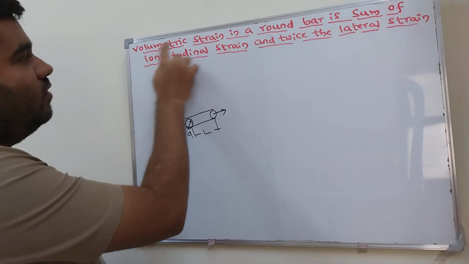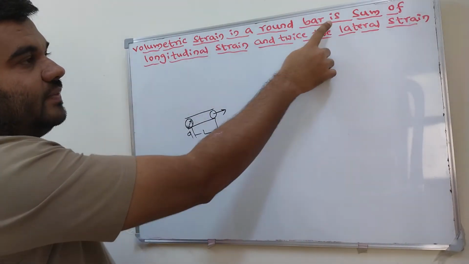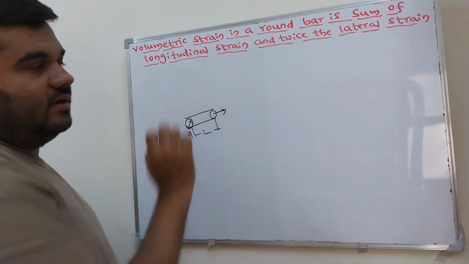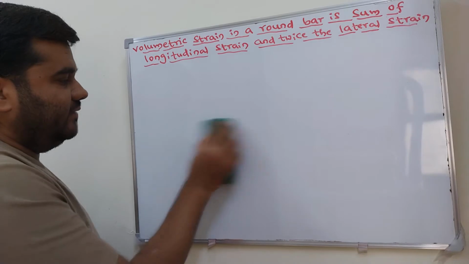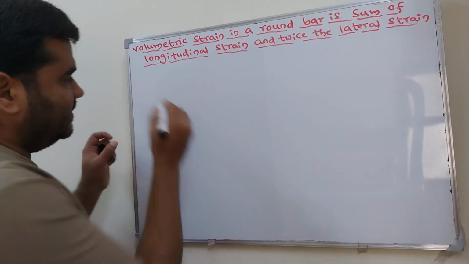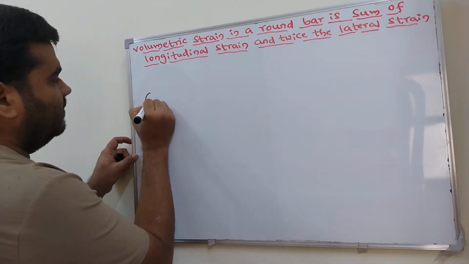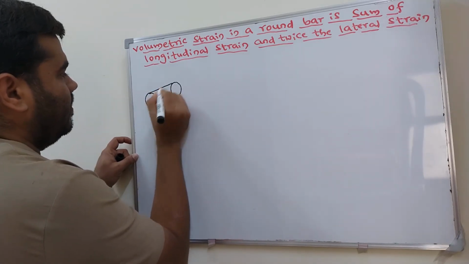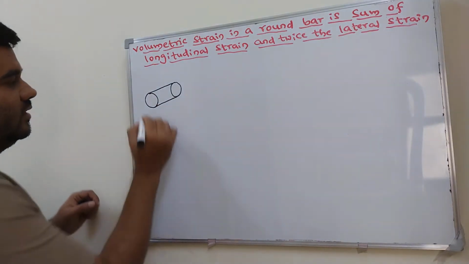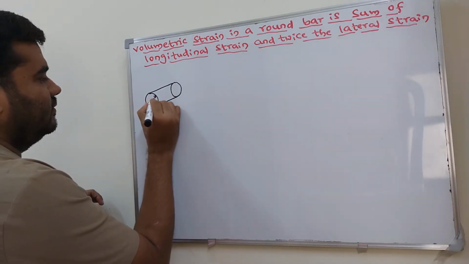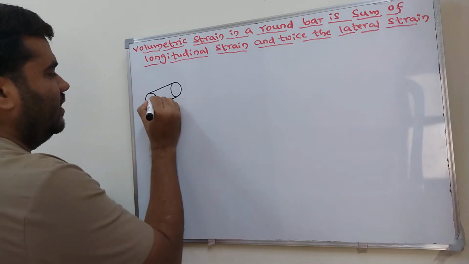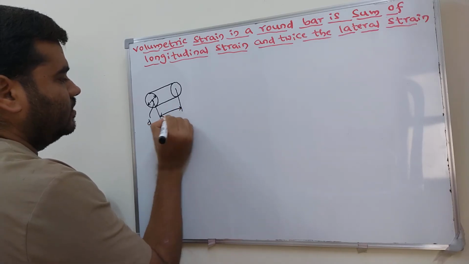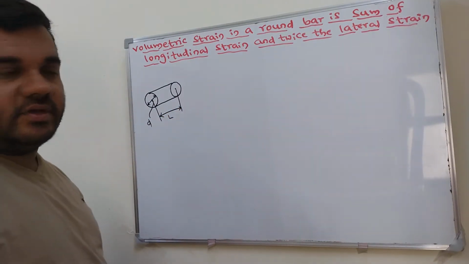The headline is: volumetric strain in a round bar is the sum of longitudinal strain and twice the lateral strain. We will go step by step here. First we will consider a round bar. It has a diameter D and its length is L.